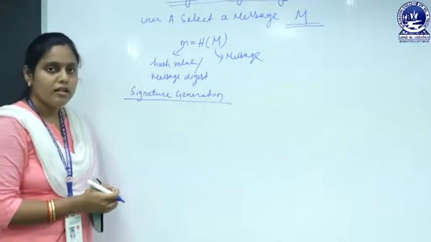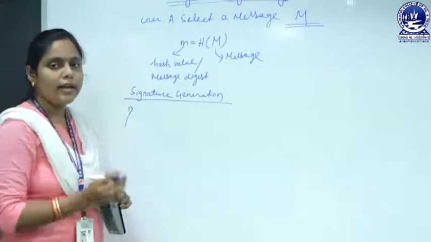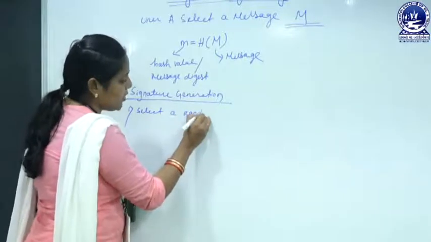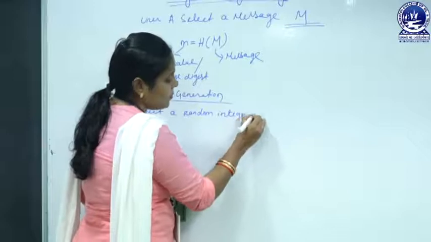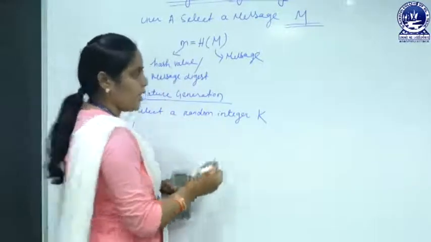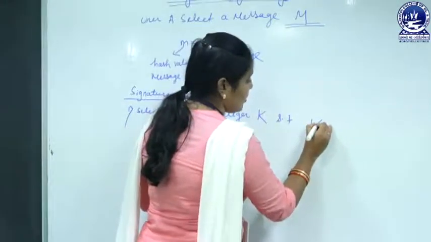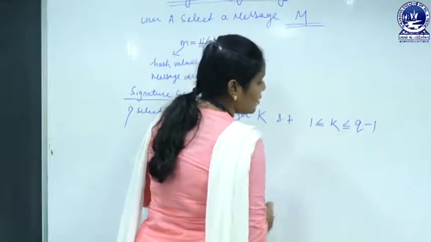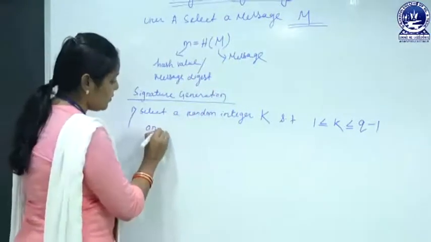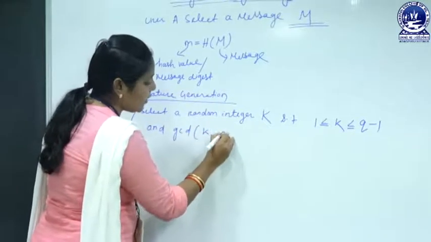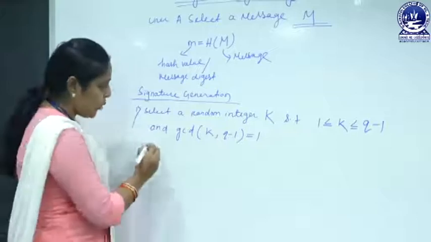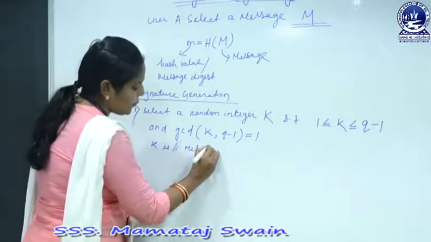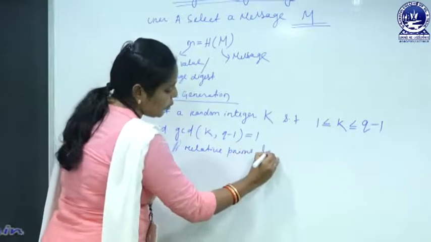In signature generation, the user A first selects a random integer, that is K, such that K is less than or equal to q minus 1 and greater than or equal to 1, and GCD of K and q minus 1 equals 1, which means here K is relatively prime to q minus 1.